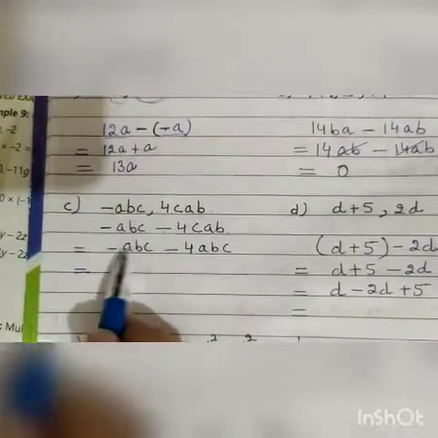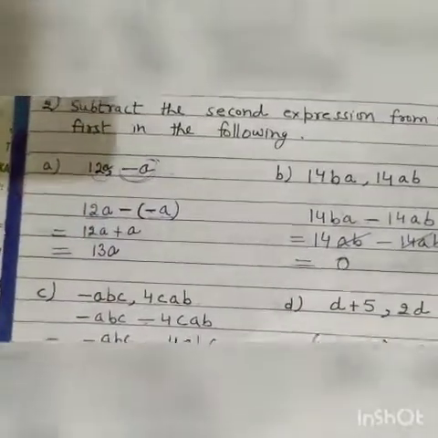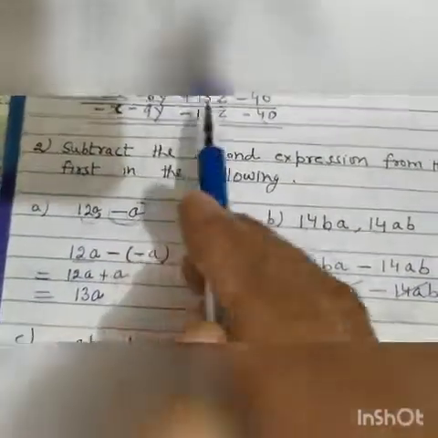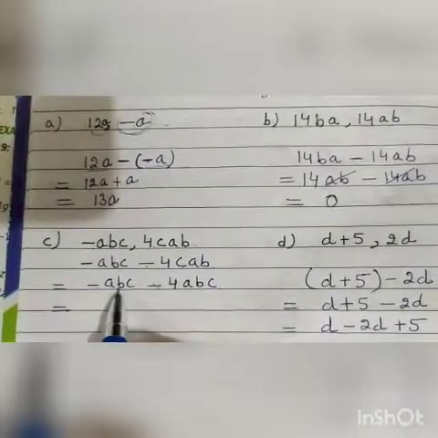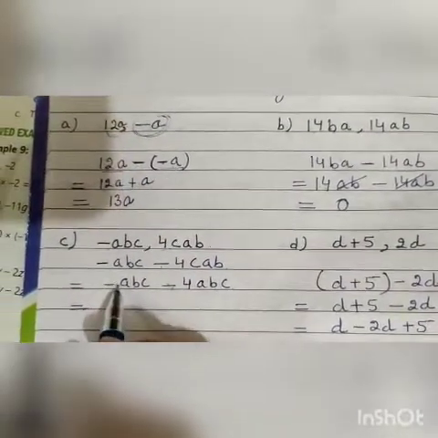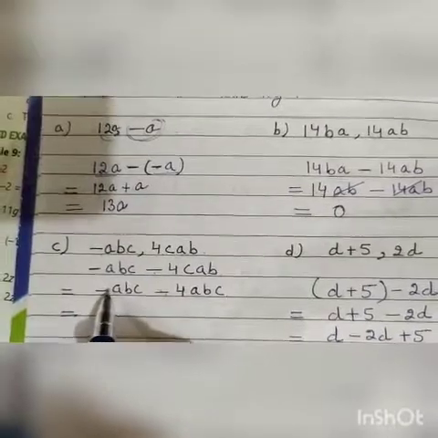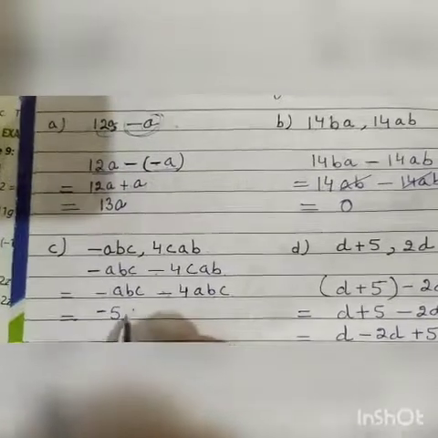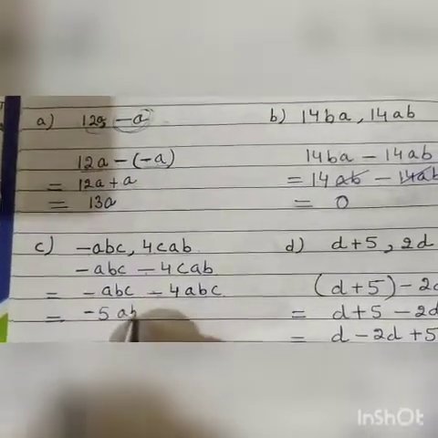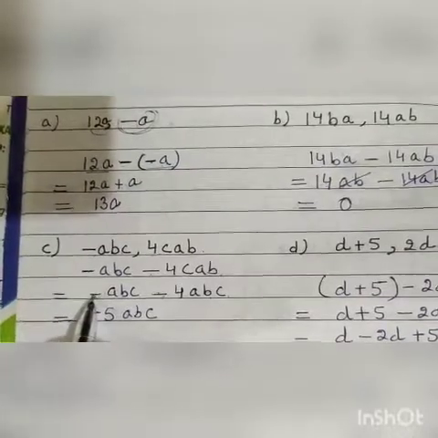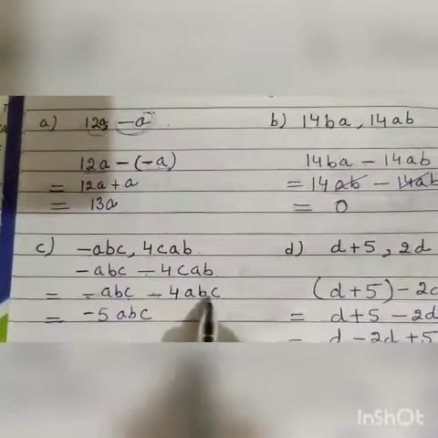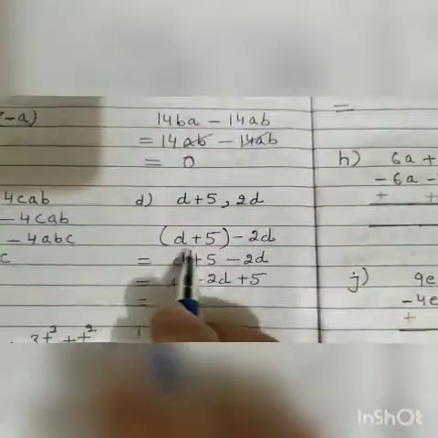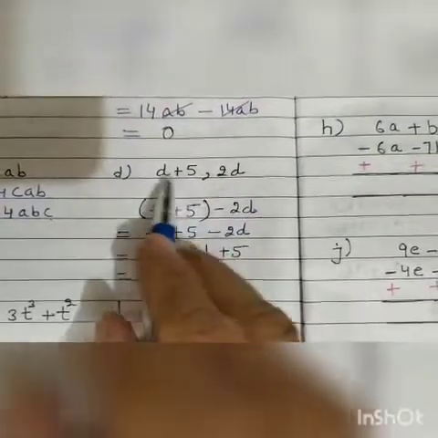Now both the terms are with same sign and it is negative, as we did here. Minus y minus 8y, it is minus 9y. In the same way, this is minus abc minus 4abc. See, both are negative, so we will add this number. This is 1 and this is 4. It will be minus 5abc. This will be considered as minus 1abc and this is minus 4abc. So minus 5abc.